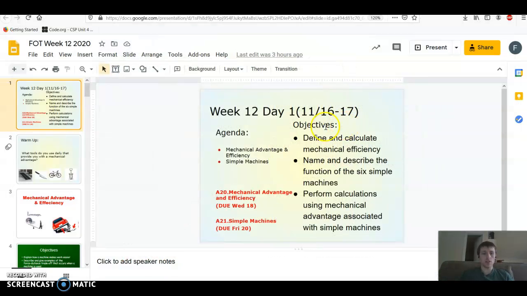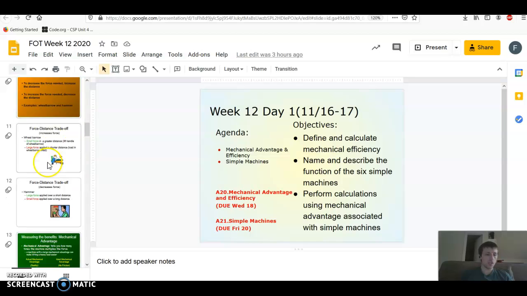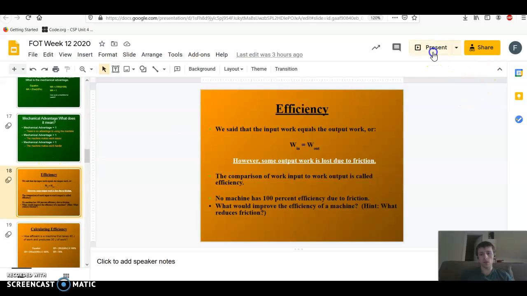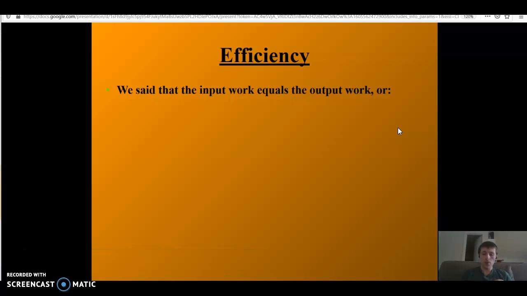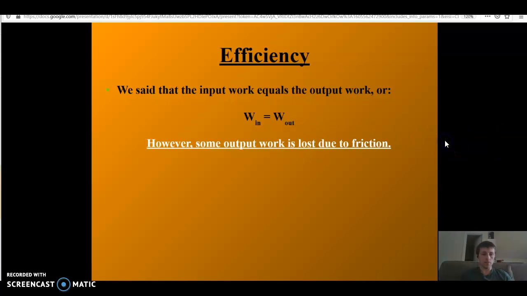Let's go ahead and get started. To start with, let's take a look at efficiency, which is something we didn't quite get to last week fully. Efficiency is figuring out how much of the work that you're doing is being preserved inside the machine and output at the other side. So we can say that input work is equal to output work, or W in equals W out, in theory, right? Ideally. Keep in mind that work is force times distance on both sides here. So this is force in times distance in is equal to force out times distance out.